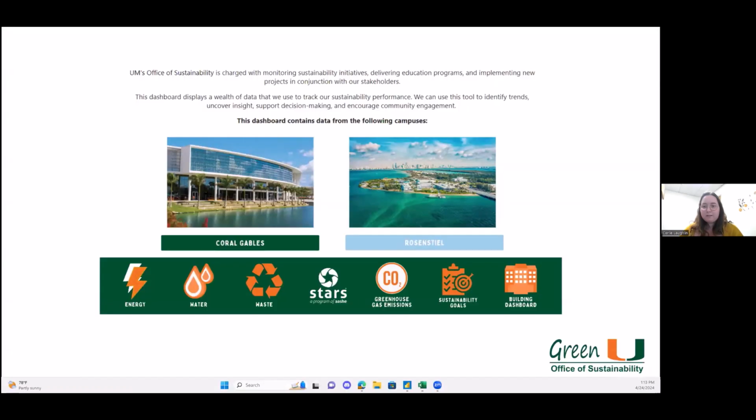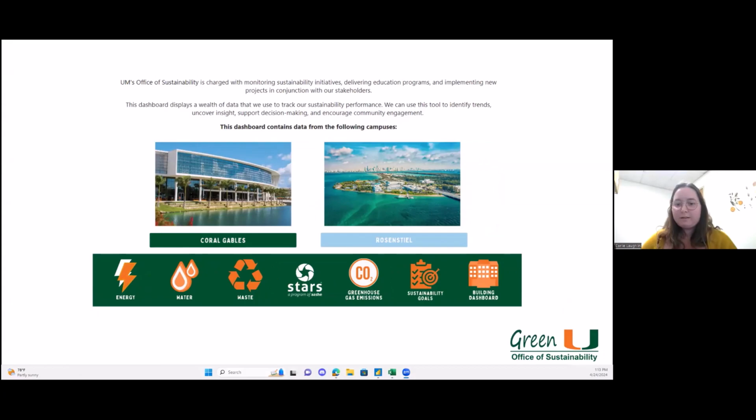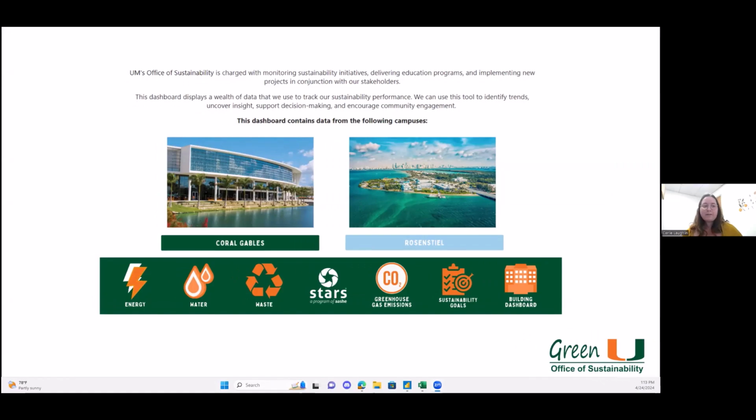Let me just go ahead and share my screen. All right. So this is going to be a presentation where I'm going to go over this campus sustainability dashboard that I've built. And then I'll take all of you through how I got there to the final product.